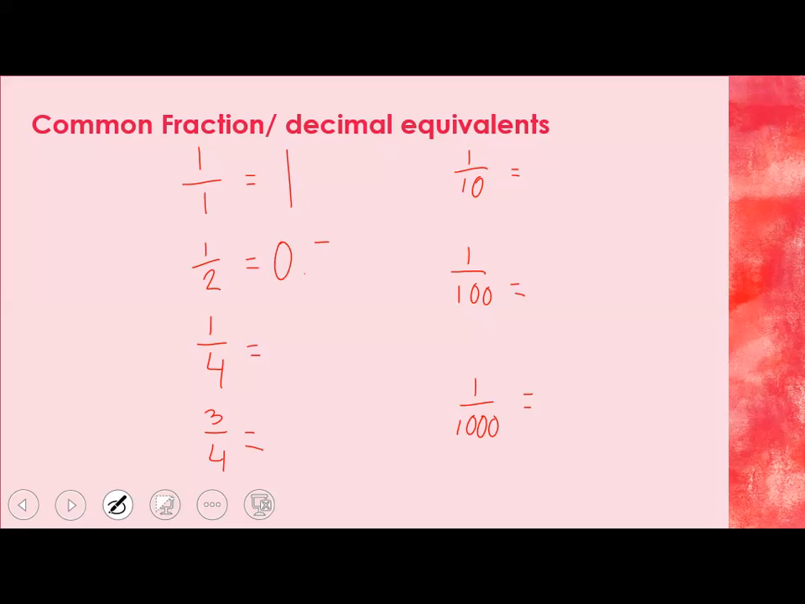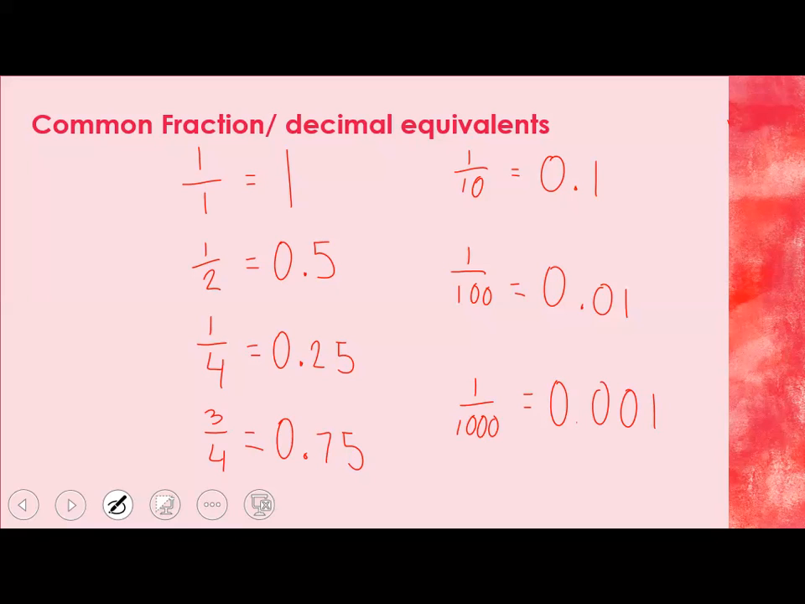A half is 0.5, 5/10. A quarter, 0.25. 3/4, 0.75. A tenth, 0.1. A hundredth, 0.01. And a thousandth, 0.001. If you learn nothing else from this unit, which I know doesn't apply to anyone, but if all you could do from this unit was memorize these, you would still have achieved a lot.